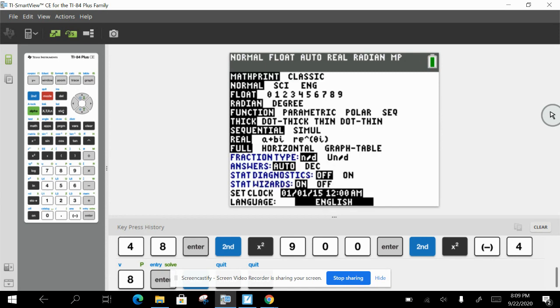But I'm going to go in mode and I'm going to change my settings. Where is it? I'm looking for the imaginary setting. So normal. Here we go. So you see where it says real? The second one over uses the imaginary number i. So I'm going to use that number. So I'm going to click on that.